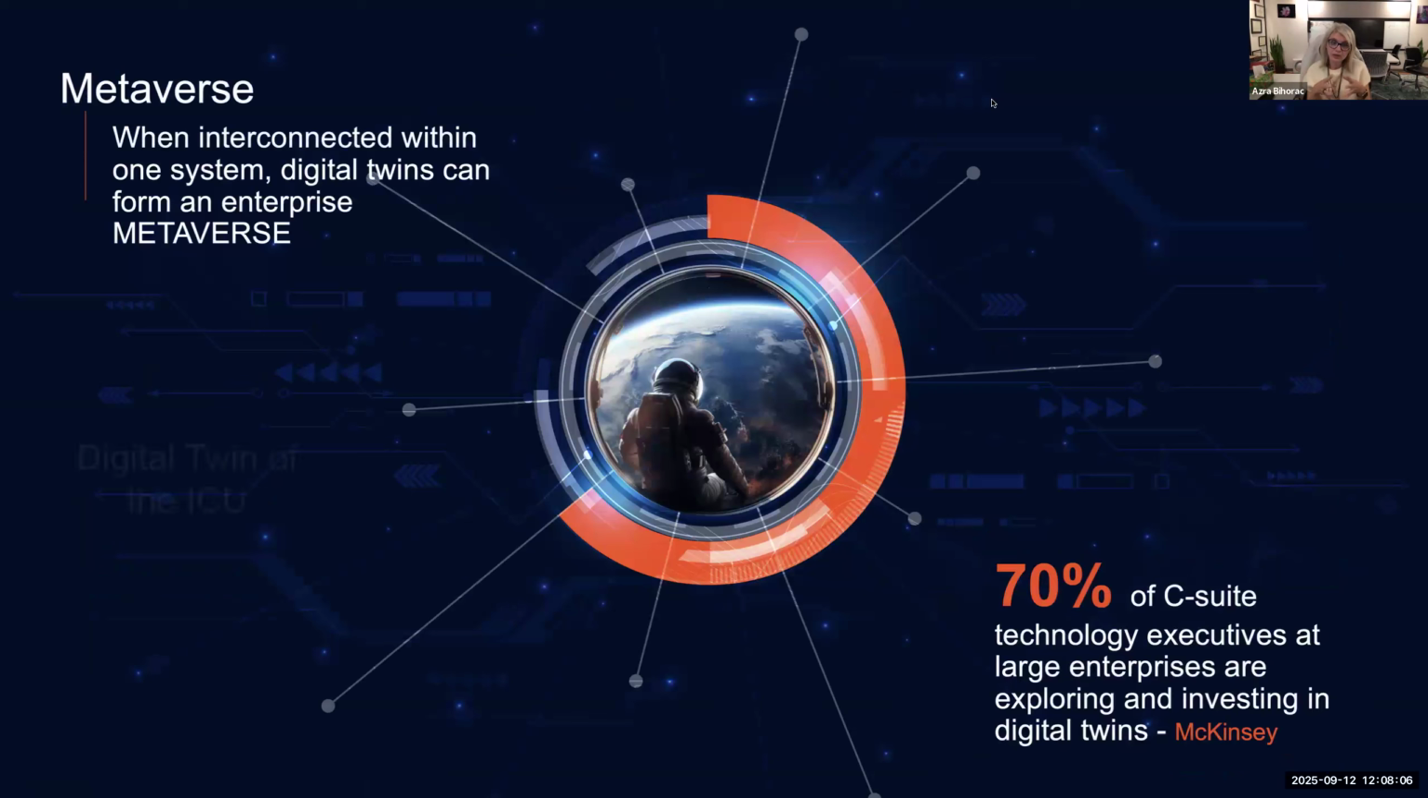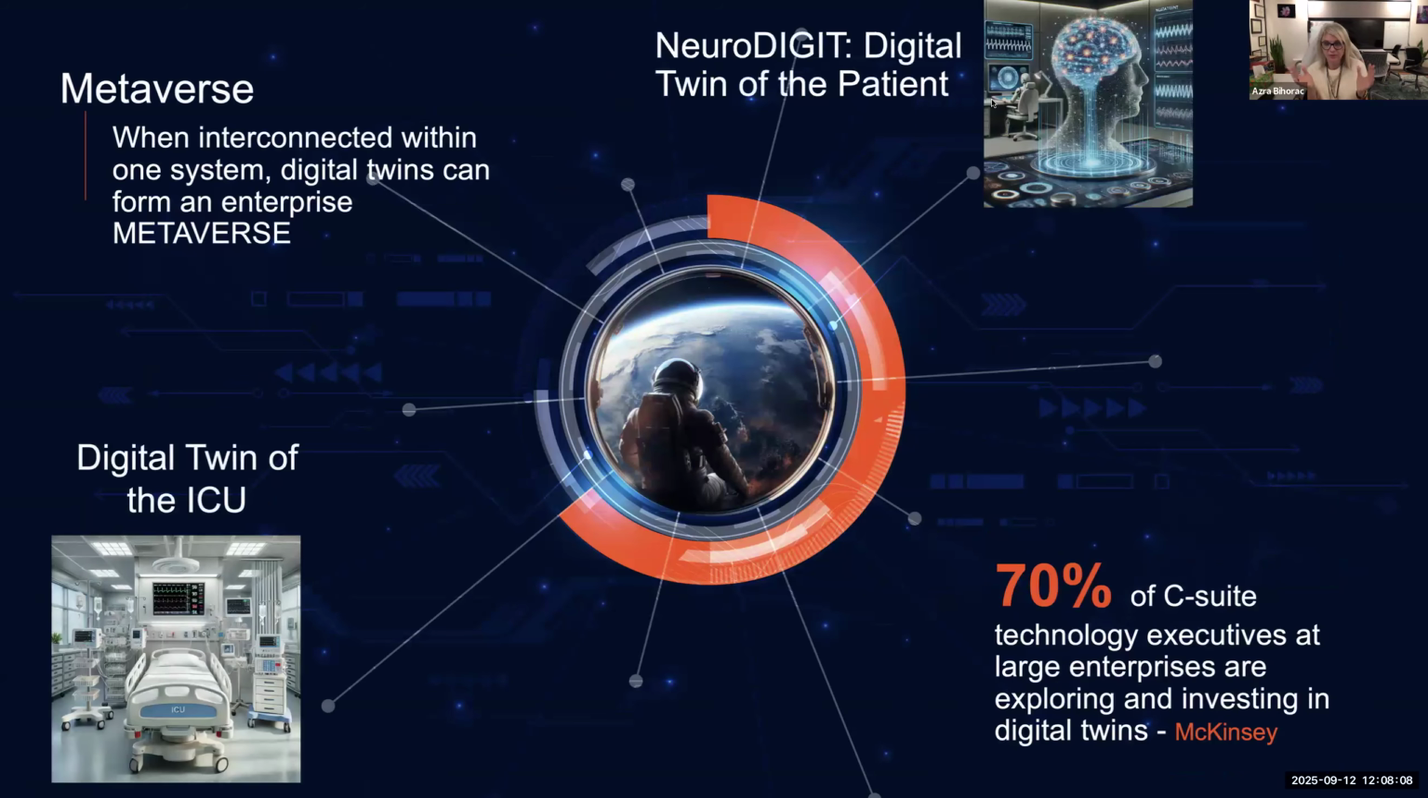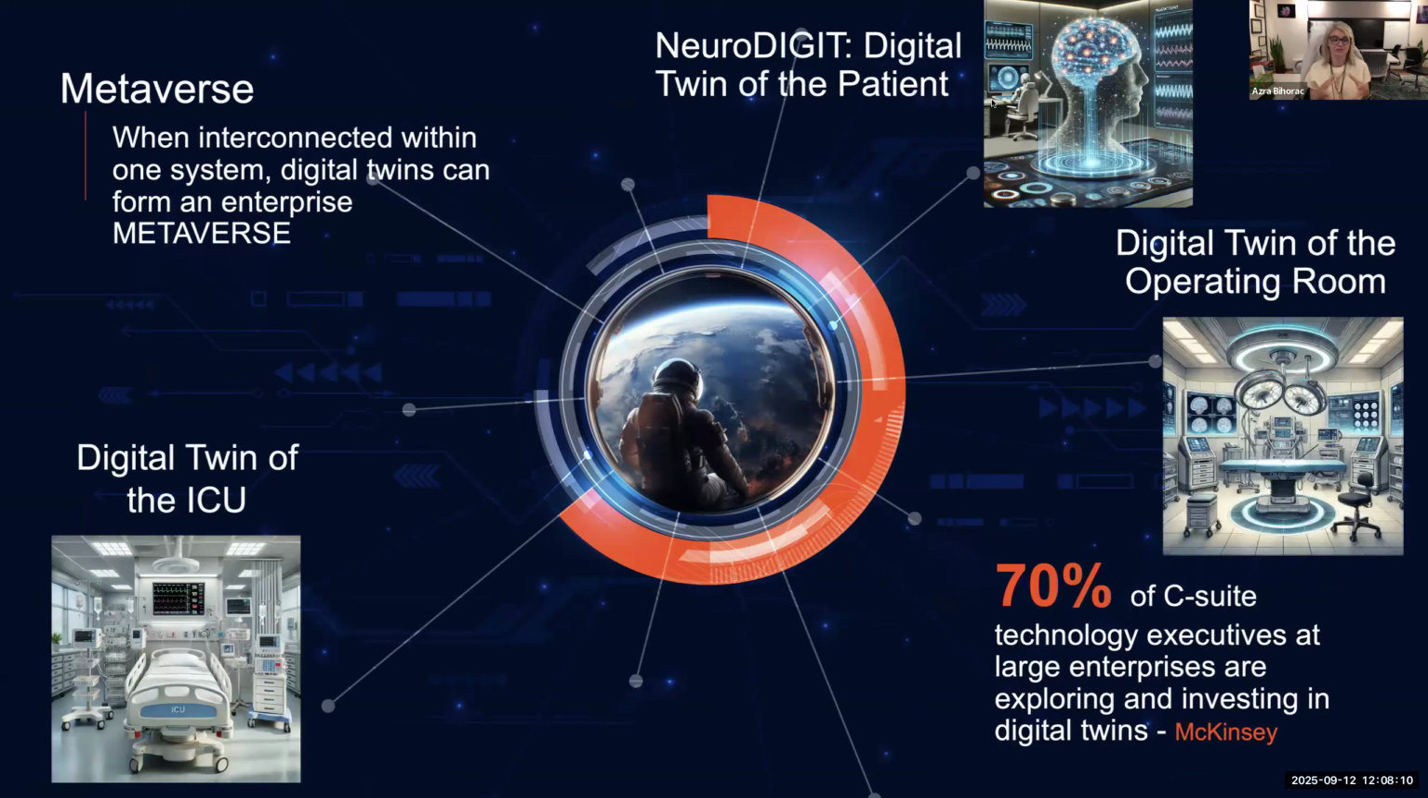So when you connect a lot of digital twins, as an example, you can create a metaverse. If you have a digital twin of the ICU, and then an operating room digital twin, and then you add a patient digital twin and put it in a context, as an example, a heart or neuro hospital, you can see how to create a metaverse of an entire environment or domain.